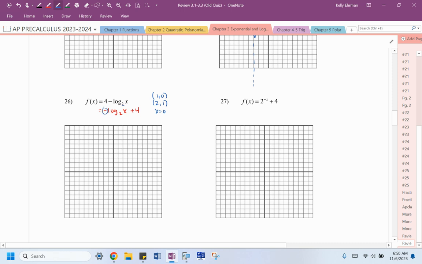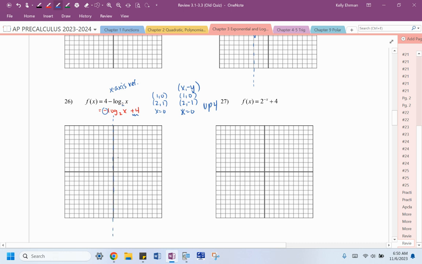The negative on the outside is an x-axis reflection. But what that means is that we're going to do x, negative y. So apply that reflection: 1, 0, 2, negative 1, x equals 0. And then the plus 4 is up 4. So you're going to add 4 to each of these y coordinates. So x equals 0 would still be at x equals 0.